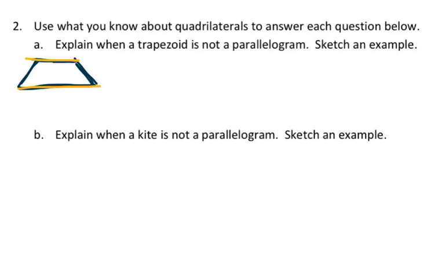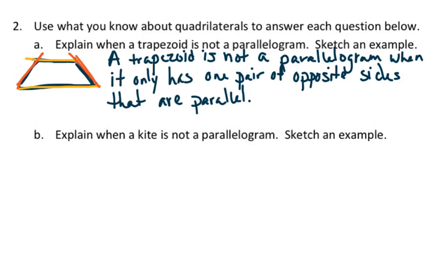And if you notice, this side right here and this side right here is not parallel. So my explanation is a trapezoid is not a parallelogram when it only has one pair of opposite sides that are parallel. And part B says, explain when a kite is not a parallelogram.